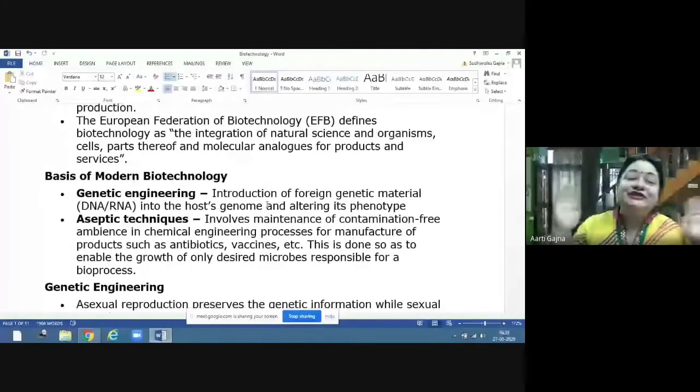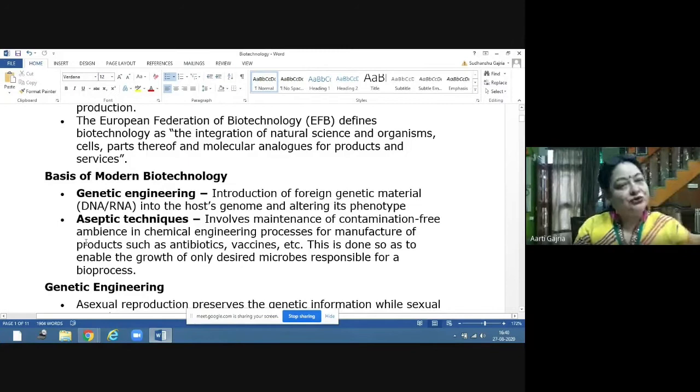So the street trees are glowing in the night because now they have that gene in them. So this is genetic engineering. Basically, this is genetic engineering, when we are introducing a foreign genetic material into the host genome and altering the phenotype of the host. That is genetic engineering. Now the second principle of this biotechnology is aseptic technique.